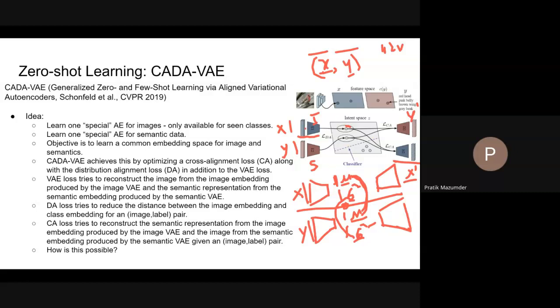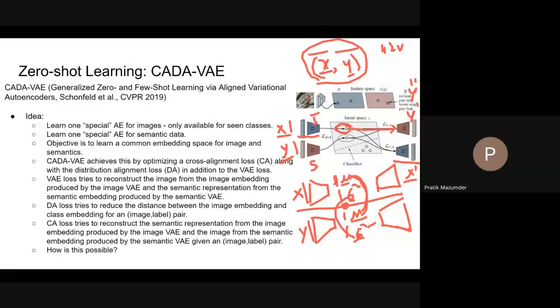What cross alignment does is it will take the embedding of x generated by the image encoder and pass it on to the decoder of semantics and generate a y that should match the original y of this particular pair. So you are taking an image as input but trying to reconstruct the semantic vector from the image vector. Similarly, you take a semantic vector as input to your autoencoder, but try to generate the image from your semantic vector. That's the idea of cross alignment.